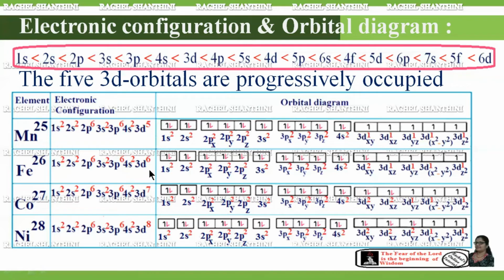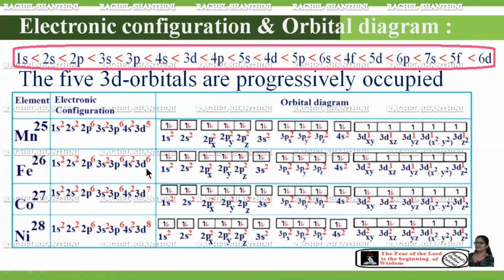Coming to the 3d orbital, let us see how much we have completed. 2 plus 2 plus 6, 10, 10 plus 2, 12 plus 6, 18 plus 2, up to the 4s electrons, we have completed 20 electrons, right? Here we have 26. So 26 minus 20, remaining how much are there? 6 electrons. So those 6 electrons will occupy the 3d orbital.